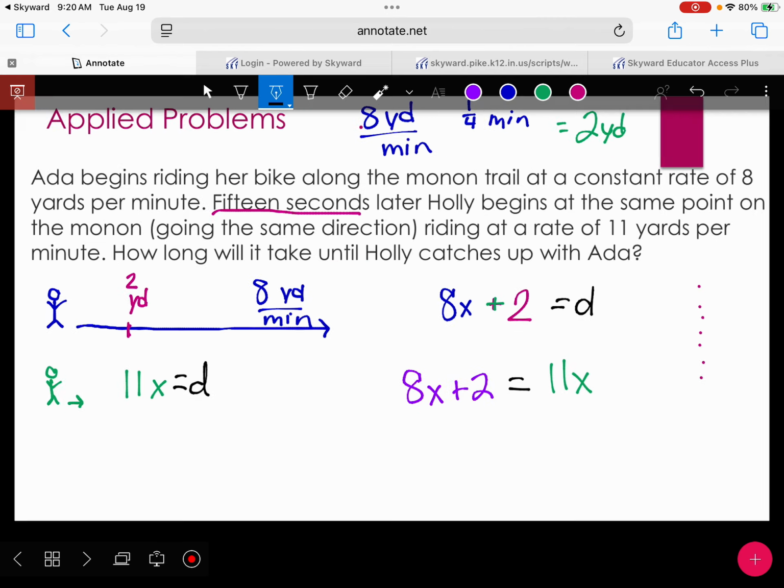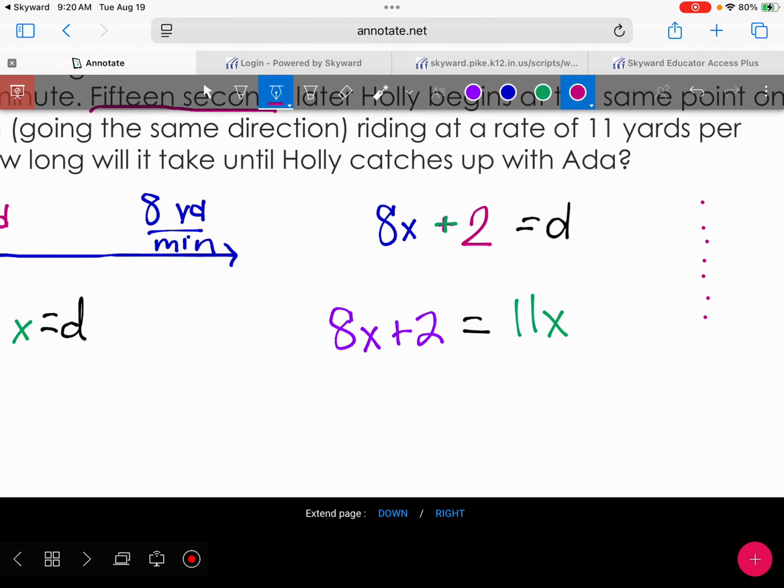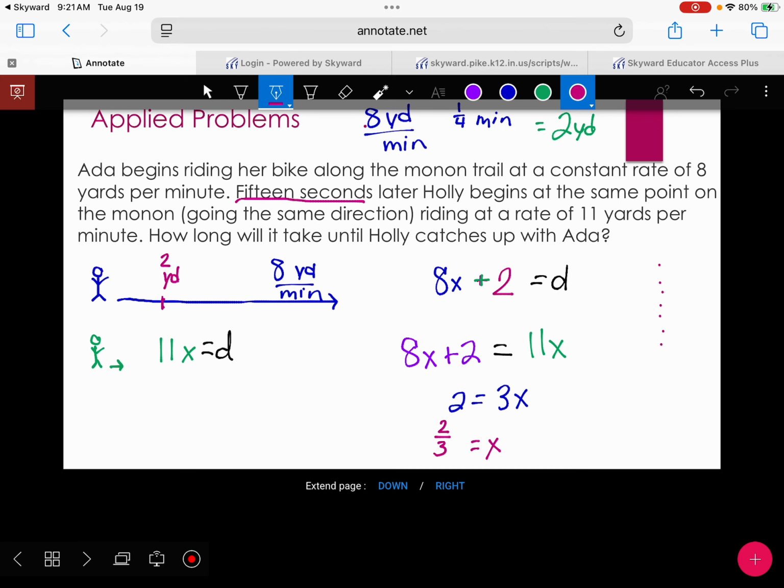So what do we do to solve this? Subtract 8x. We're going to get that 2 equals 11 minus 8 gives us 3x. So how long until Holly catches up with Ada? 2/3 of a minute. So if they're not starting at the same place, we need to take that into consideration. If they're starting at the same place, we're ready to rock and roll. So 2/3 of a minute.